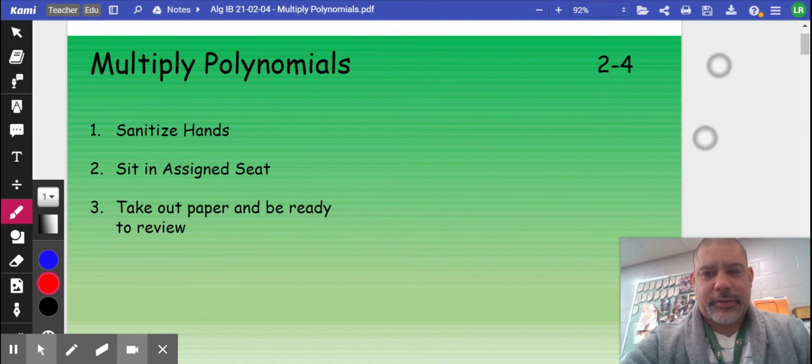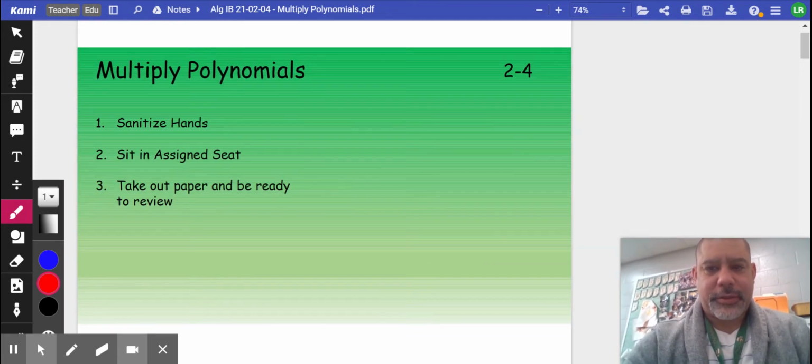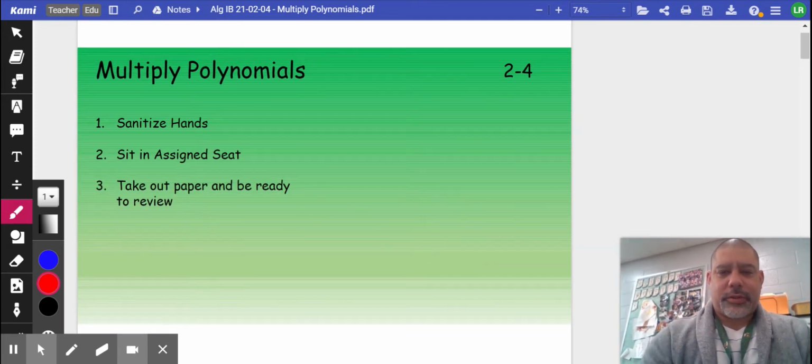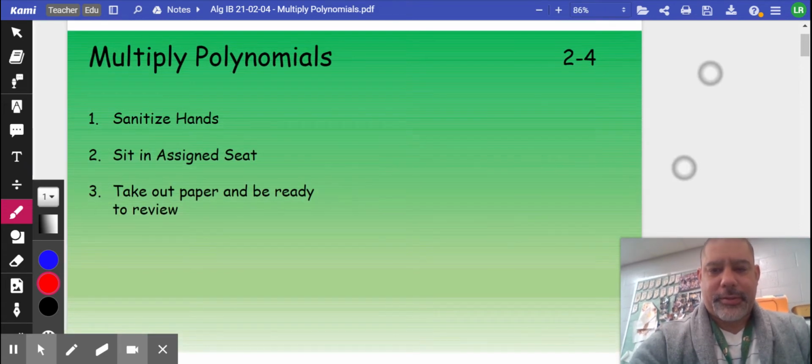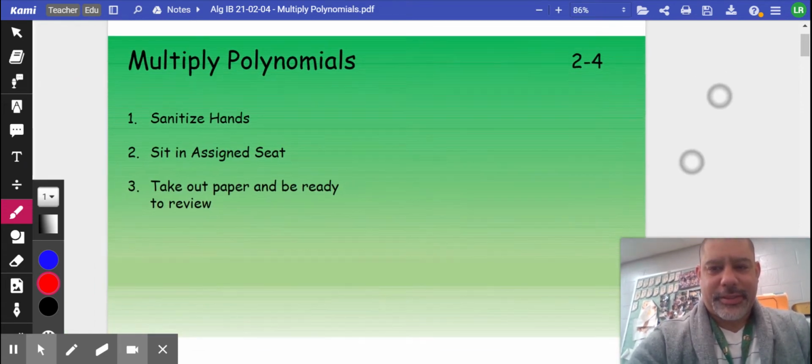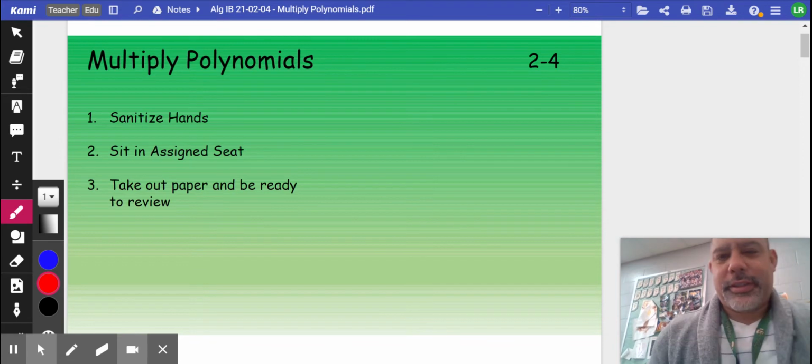I'm trying to get this the right size. I apologize. Get it close. That's close enough for right now. No, right there. No, let me see. Right. There. Okay. There we go.